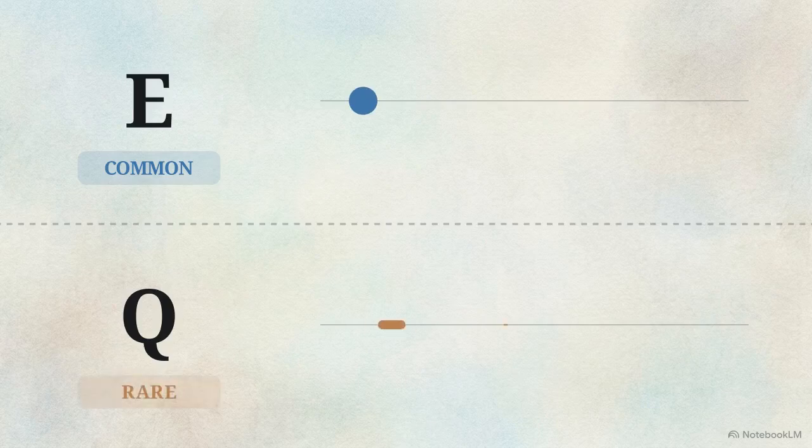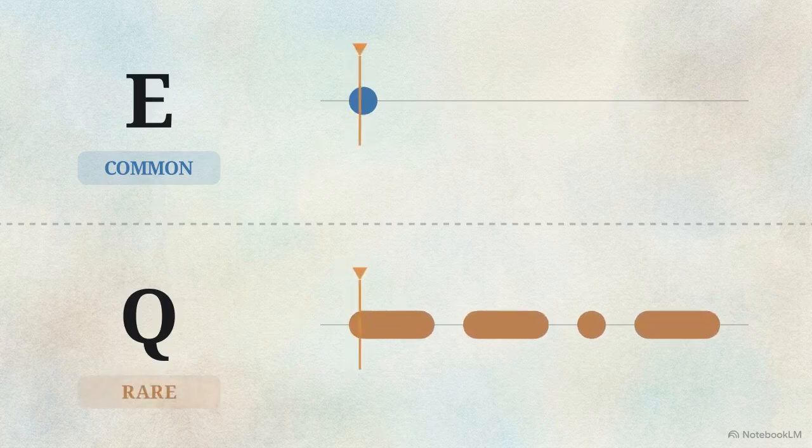This diagram illustrates how Morse optimized this transmission. He mapped the most common English letter, E, to a single rapid dot. A rare letter, like Q, required a much longer sequence of dashes and dots.